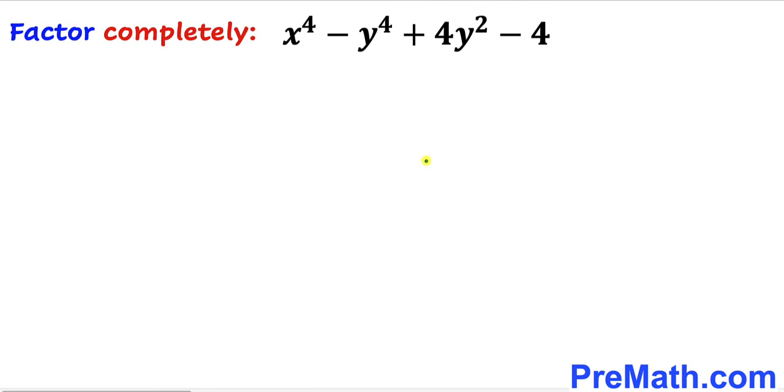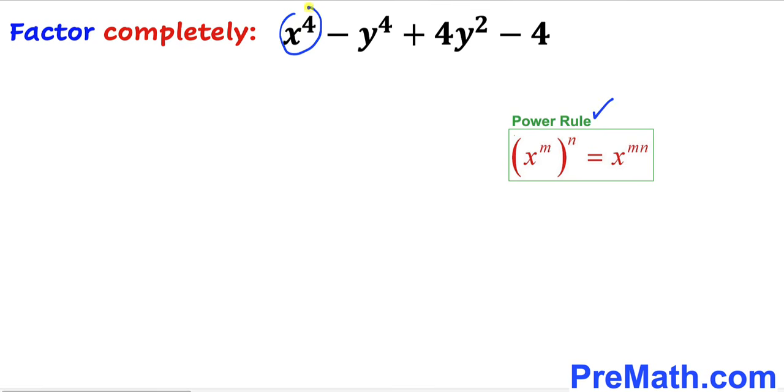And here's our very first step. Let's make an observation. We can see we got x^4 and y^4. And now let's recall the power rule of exponents. If we have x^m and then power n, in other words, if we have these nested exponents, then this could be written as x^(m times n). And we are going to apply this power rule on these two terms, x^4 and y^4.